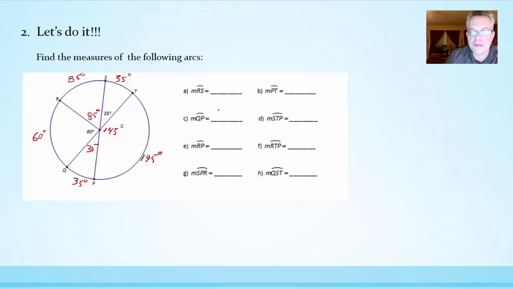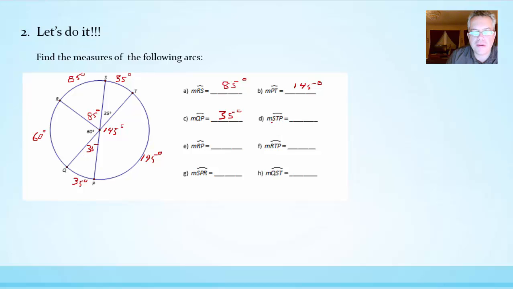So we just run through this now. Measure of arc RS. That's from here to here. We already got that. That's 85 degrees. PT. So PT is from here to here. That's 145. Those are minor arcs. They're less than 180 degrees. QP, where are you? QP right here. We found it. That's 35. See, I made life so much easier for myself by doing that.